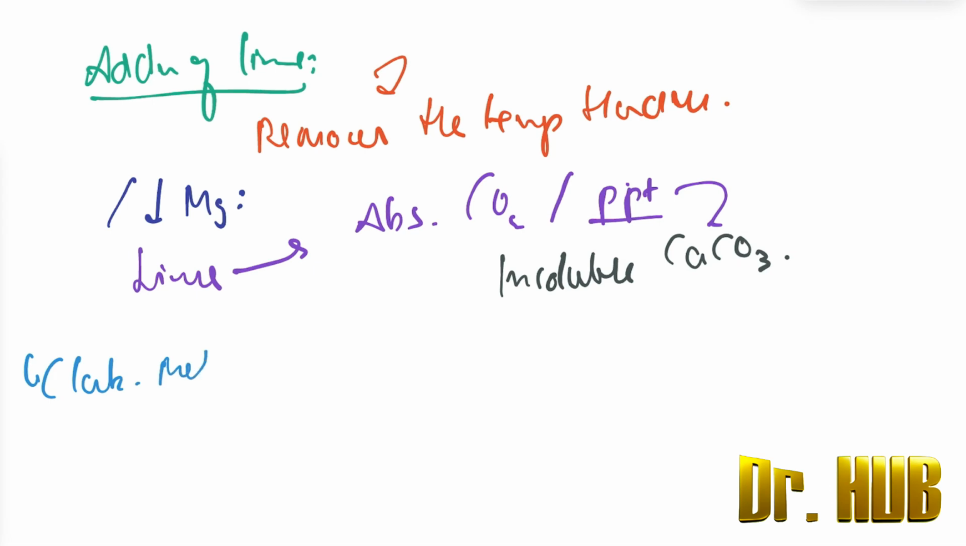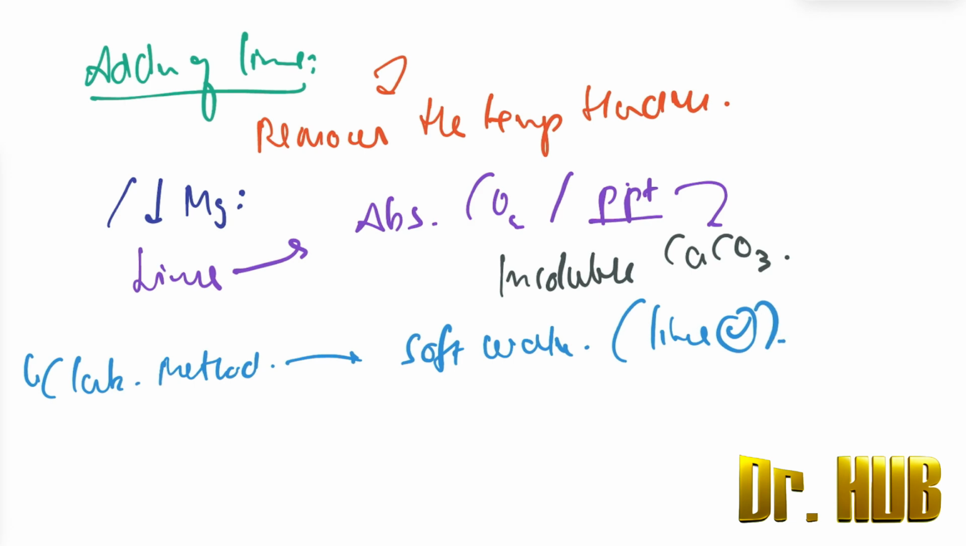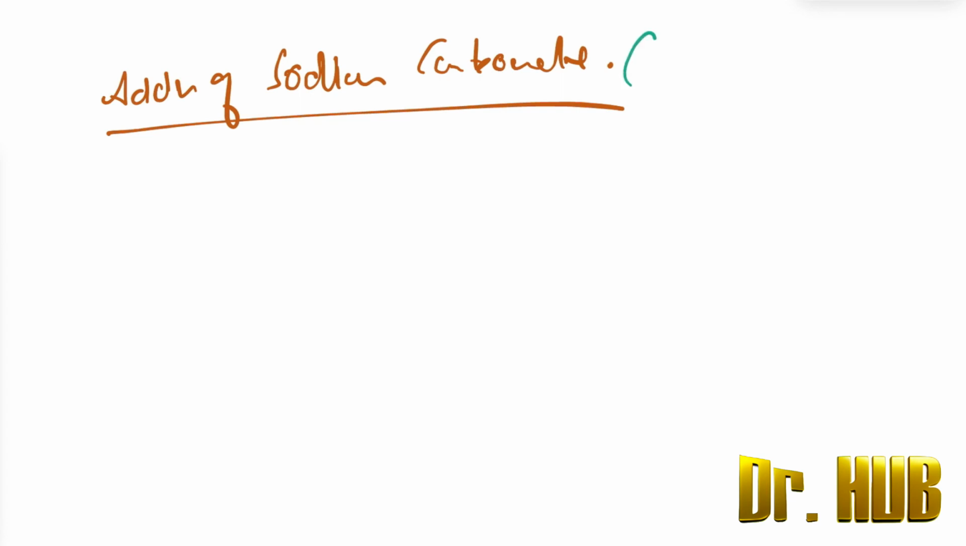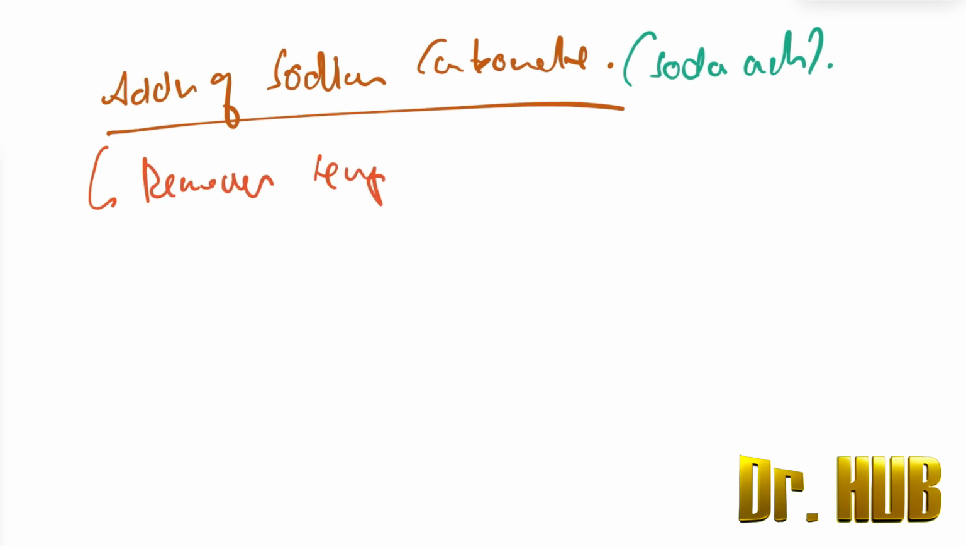Then comes the Clark method. In the Clark method of softening water, lime is used. Then there is the addition of sodium carbonate, which is nothing but soda ash. It removes the temporary as well as the permanent hardness.